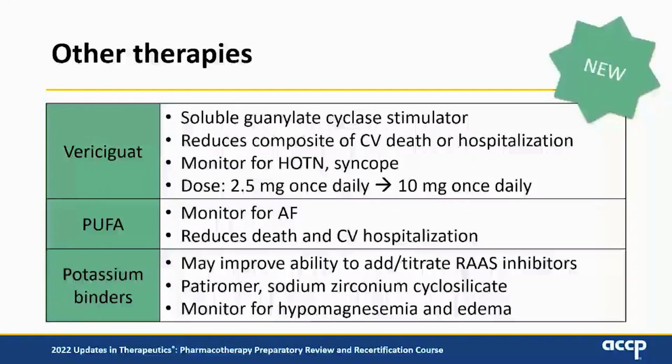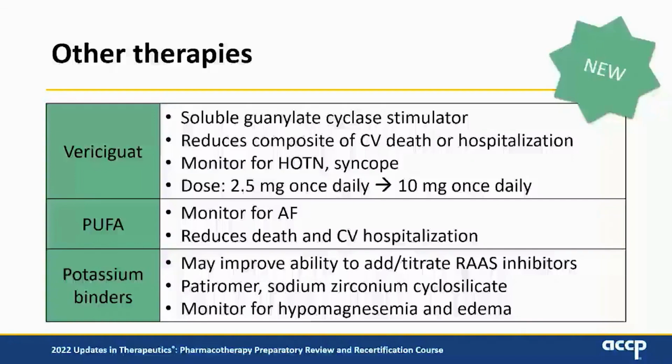This is a new slide, and it's in your online version as well as the errata posted. There are 3 other drugs or drug classes that are mentioned in the new guidelines. The first one is vericiguat, which is a soluble guanylate cyclase stimulator. This drug basically increases concentrations of cyclic GMP, which has a number of beneficial effects like vasodilation, natriuresis. It can decrease fibrotic effects on the heart. It can decrease cardiac remodeling.